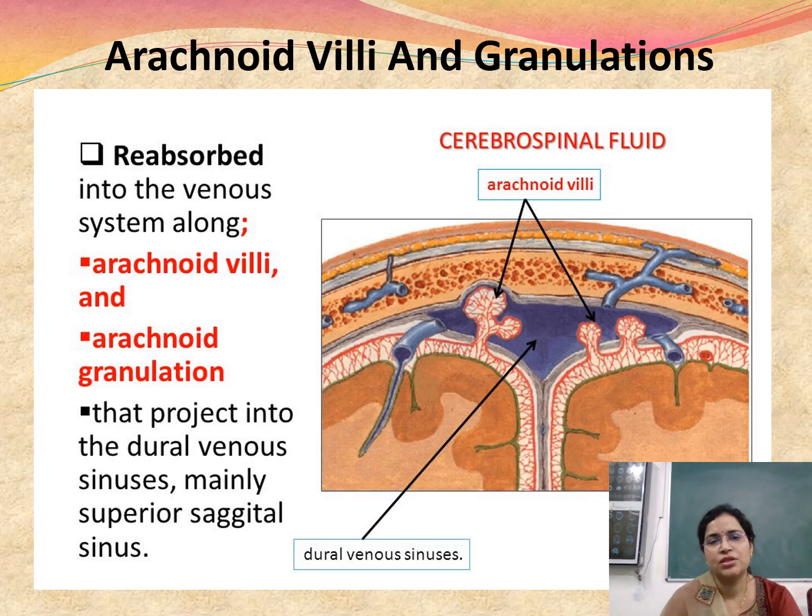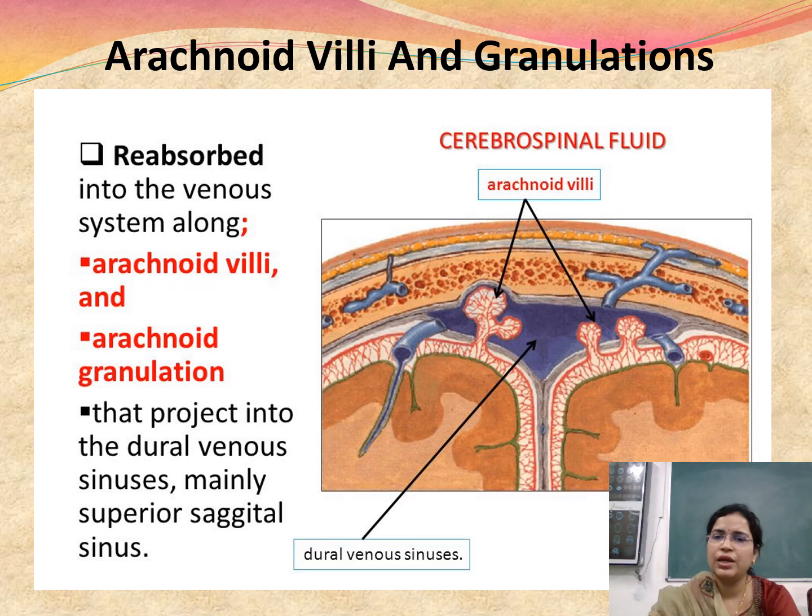Now, what are the modifications of arachnoid mater? What are the arachnoid villi and arachnoid granulations? Arachnoid villi and arachnoid granulations project into the dural venous sinuses, mainly the superior sagittal sinus. Cerebrospinal fluid is present inside the dural venous sinuses, the arachnoid villi and the granulations. During circulation, they form important structures which reabsorb the CSF back into the venous system.